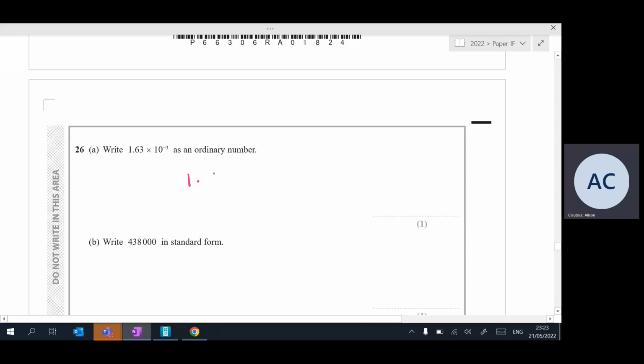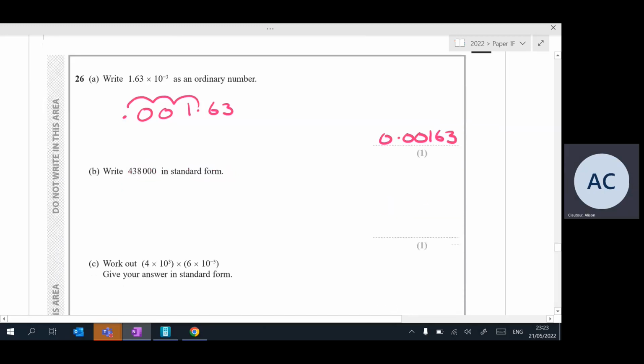Okay, taking this out of standard form, 10 to the minus 3 means I move my decimal point 3 this way. So I've got 0.00163. Put it into standard form. Remember, your first number has to be between 1 and 10, so I'm going to put my decimal point after the 4. And I've moved my decimal point 5 places. So that one is times 10 to the 5.